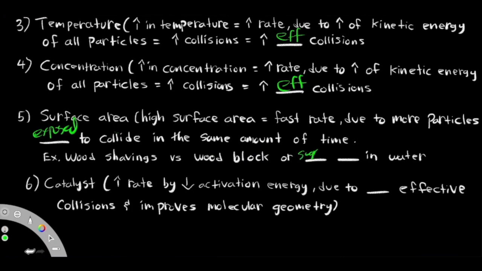And another example could be a sugar cube. A sugar cube is going to proceed a lot slower to dissolve as opposed to if it were powdered and then just thrown into the water. Next we have a catalyst. If you add a catalyst, you're going to increase the rate because you're going to decrease the activation energy. Again, see the previous video for the potential and activation energy for an illustration of this. Due to more effective collisions, it also improves molecular geometry.